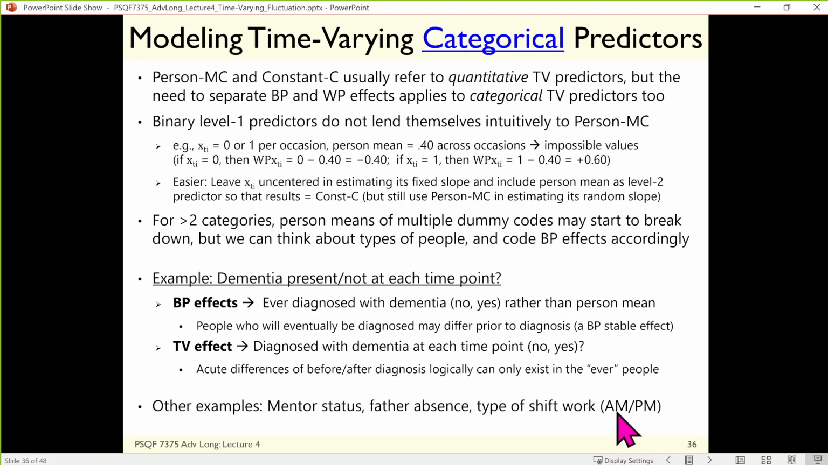Another one is whether or not you work night shifts. People who sometimes have to work nights are probably different than people who never do. So that's another type of, think about the type of person at level 2 and maybe have a different type of coding scheme for that, not just person mean centering for everything.